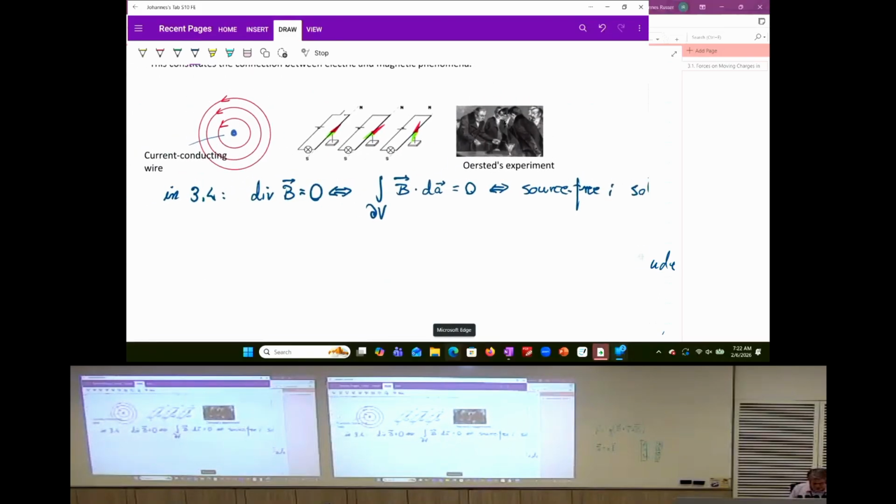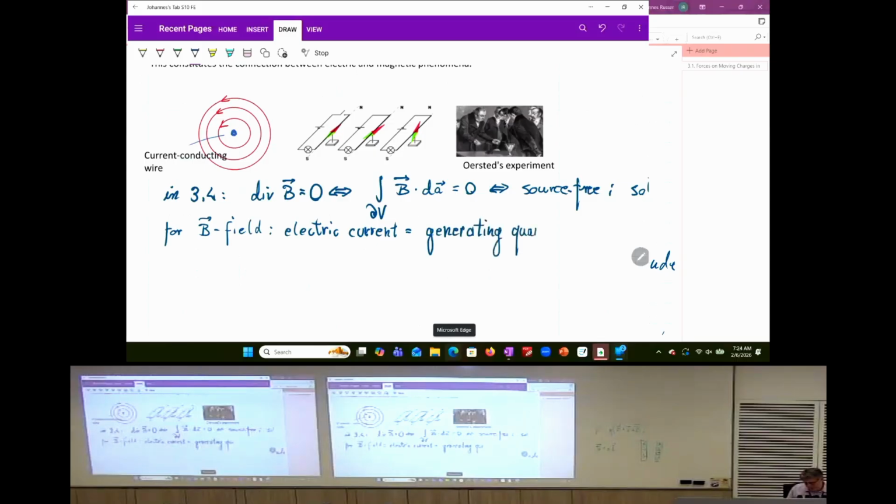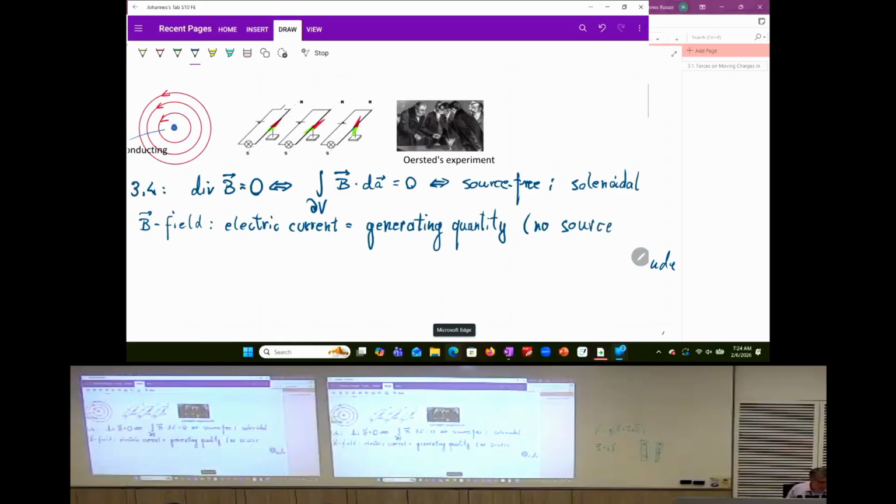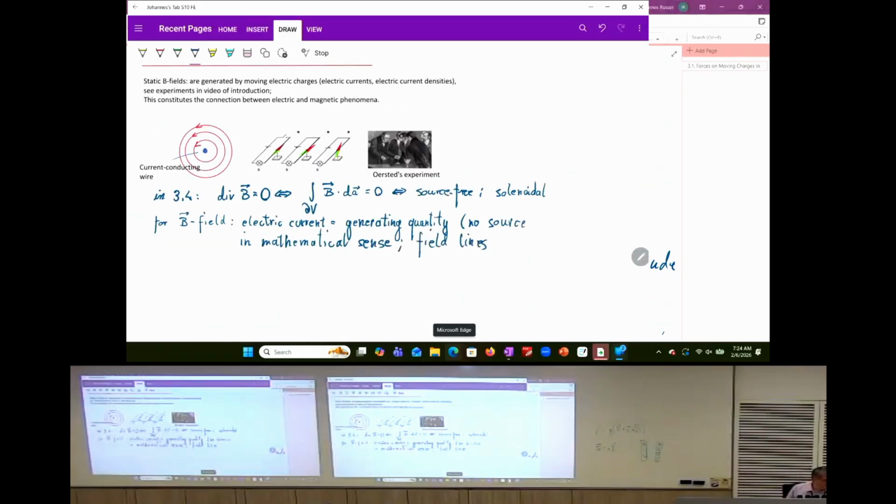So for the B field, the generating quantity is not the charge, it is the electric current. That is a major difference. The electric current is the generating quantity, but it is not a source in the mathematical sense. If you are being more colloquial, you could say it is something which generates a field, but strictly speaking, it is not a source because it is a solenoidal field. So the field lines don't start or end there.